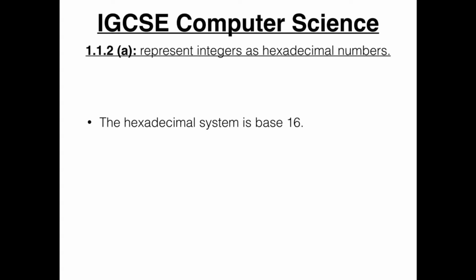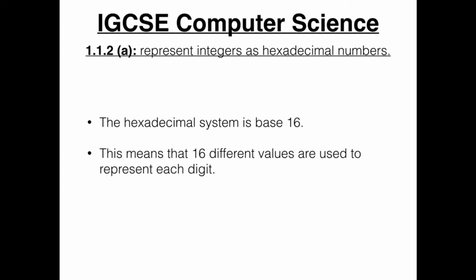So this means that 16 different values are used to represent each digit in a hexadecimal number. And we also need to know that hexadecimal is closely related to binary. So we're going to look at all of this in this video. In the next video, we'll look at how hexadecimal can be used, why people would use it.